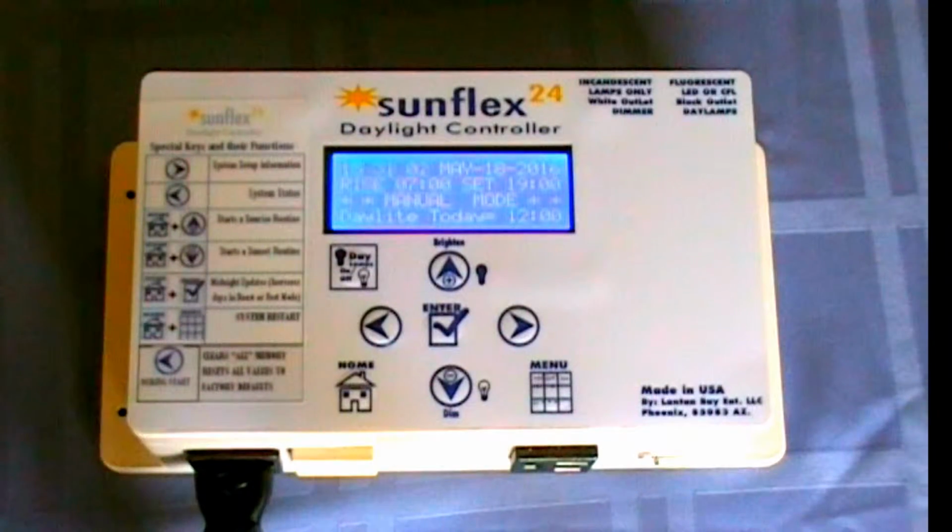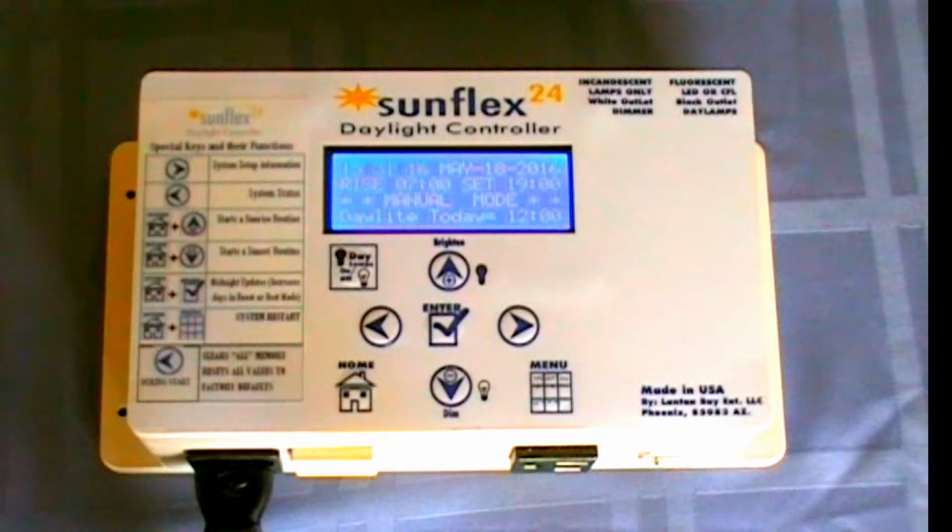When those values are entered, the system automatically calculates the amount of time to add or subtract on a given day to achieve the 14 hours of daylight that the user required.